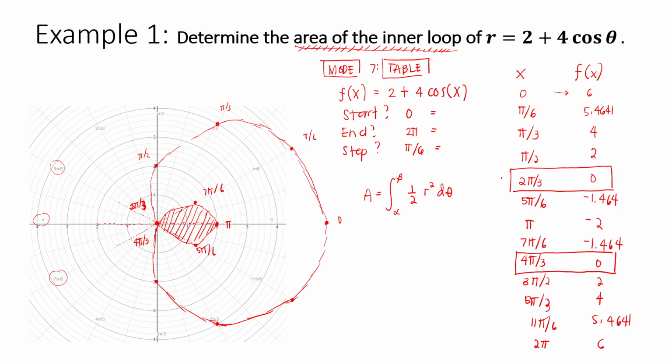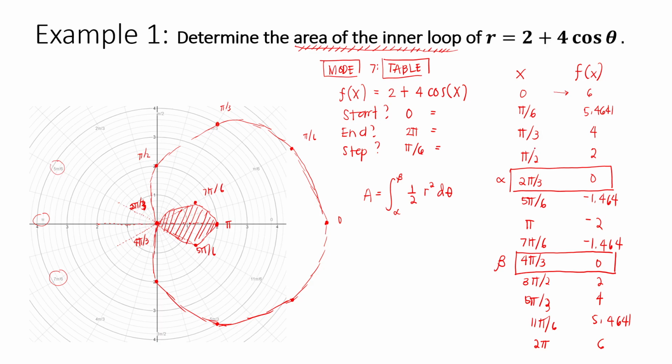So we can say that 2/3 pi is lesser than 4/3 pi. So of course, this one is your alpha. And also it makes sense because you are rotating counterclockwise, di ba? Or you are increasing the increment of your angles. So 2/3 pi is alpha, and then your beta is 4/3 pi.